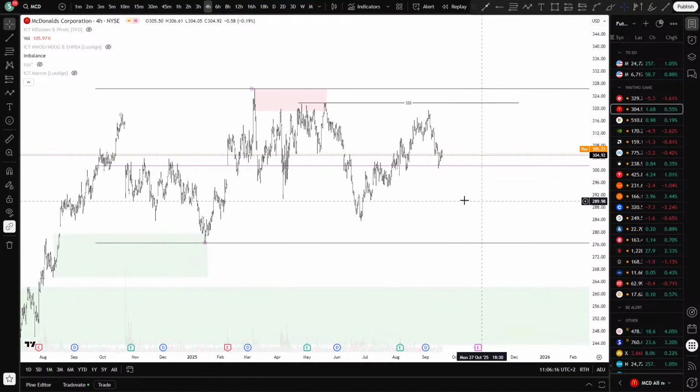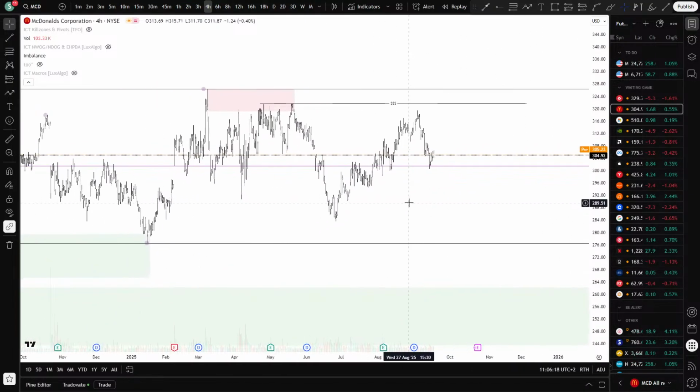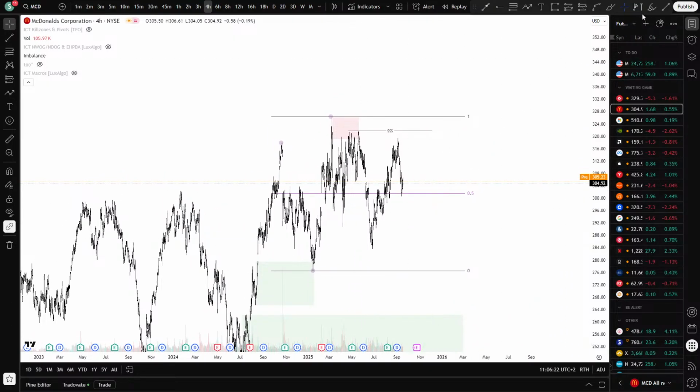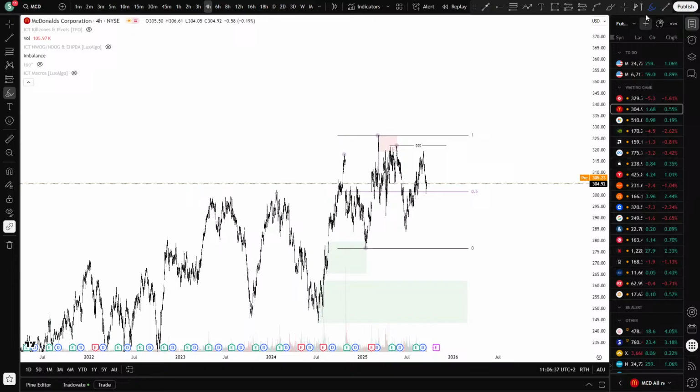Oh, McDonald's, McDonald's, McDonald's. Isn't this beautiful? Already got a nice tap into your extreme supply right here, indicating that market makers have filled up their orders to start shorting McDonald's to your technical target of the range low right here.